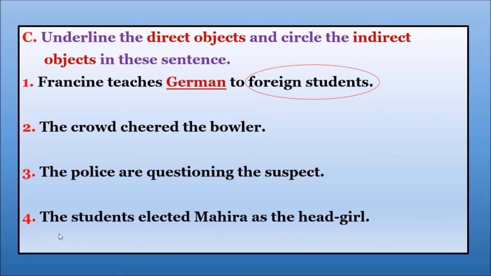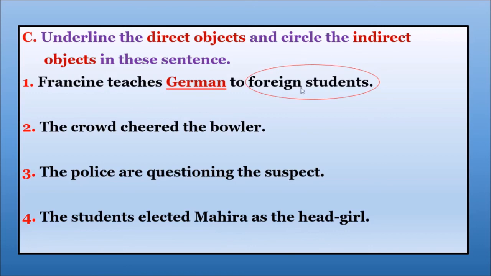Okay. Now come to the fourth one. The students elected Mahira as the head girl. So what is this? The students elected whom? Mahira. As what? Head girl. So the direct object is continued with another object. Here two objects. So the students become the subject here. Elected is a verb. The students elected whom? Mahira. As what? So these two objects are interlinked.